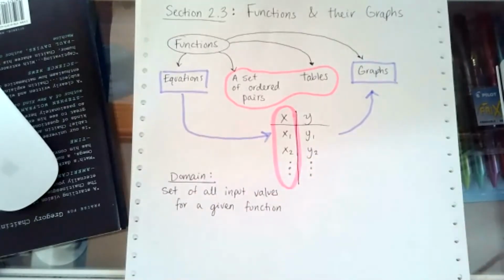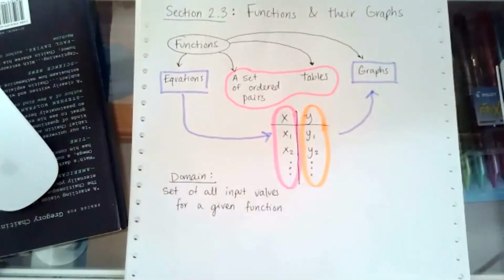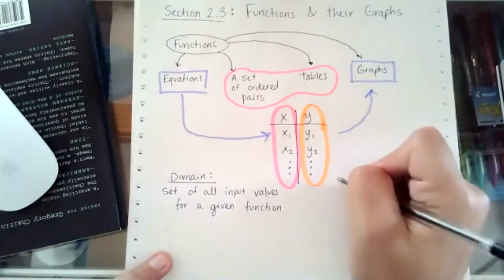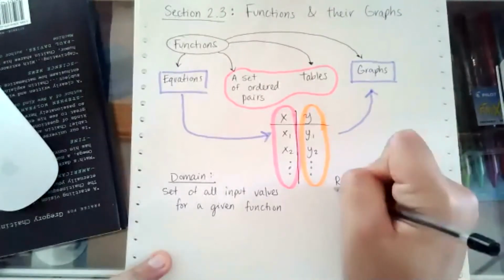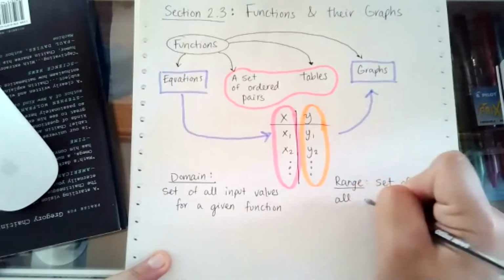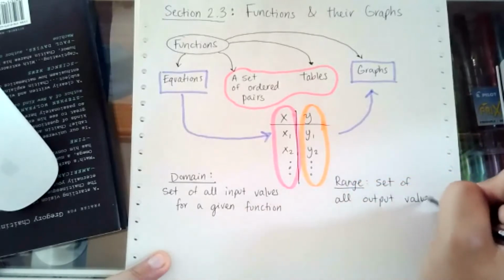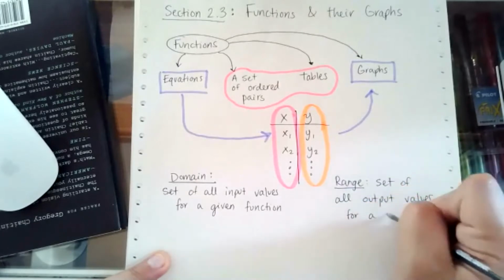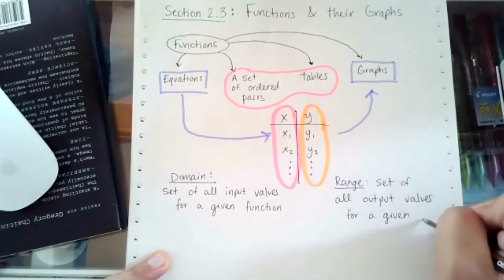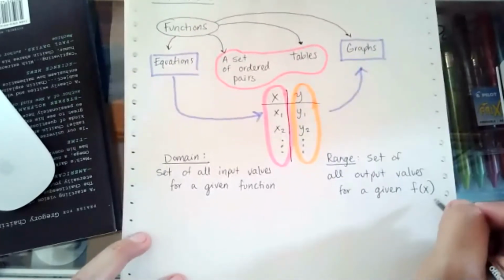And then we also talked last time about the range of a function, which is the set of all output values for a given function. I'm going to put f of x as an abbreviation for function.